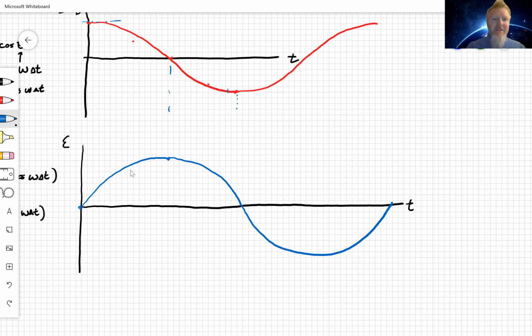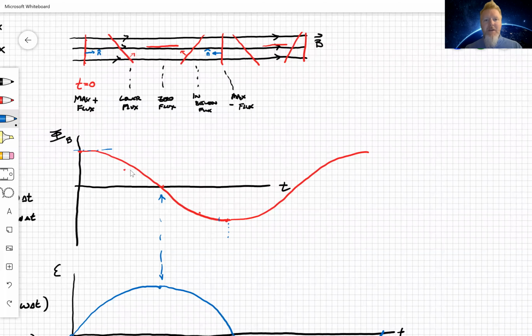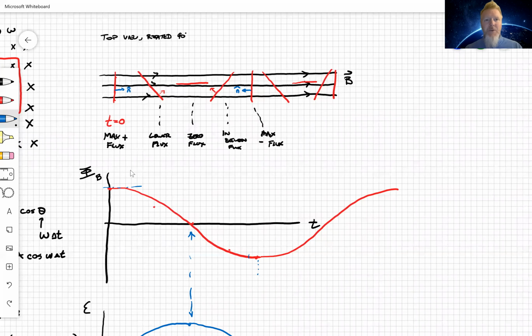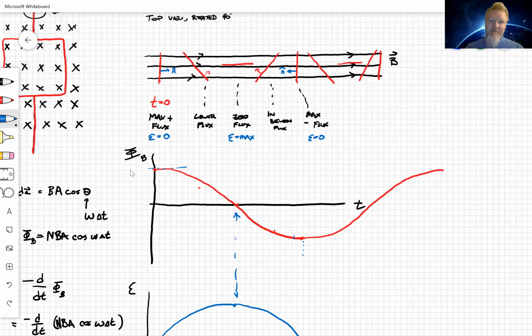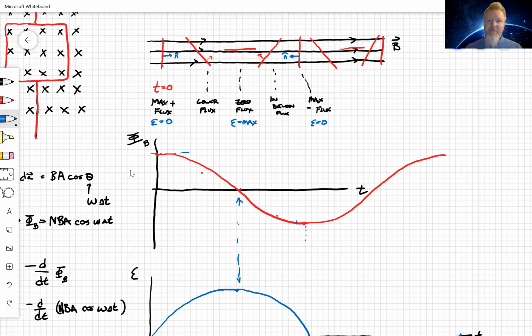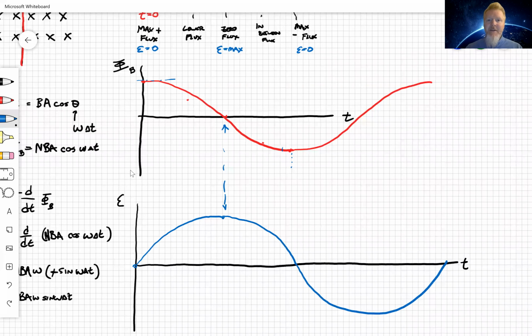If I realize that the maximum EMF generated happens when the flux is 0, I'm going to go back over here and say, look, I got maximum flux, E equals 0 here. E is a maximum here. E is 0 here. Okay, so this is called a phase difference. This is called two waves being out of phase by 90 degrees.